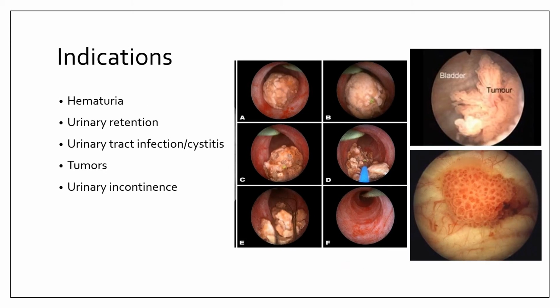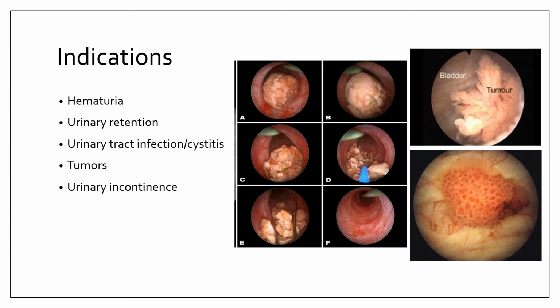So indications for a cystoscopy would be anytime they have blood in their urine, a patient reporting urinary retention with unknown causes, frequent persistent urinary tract infections or cystitis, so any infections in their bladder, any tumors, and even urinary incontinence.